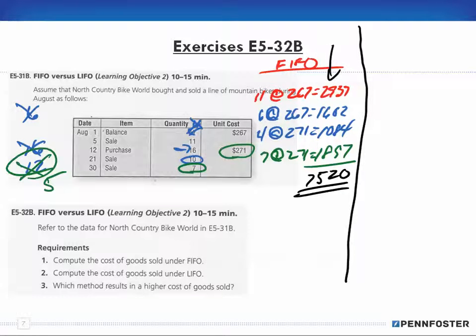Okay, now for LIFO, we're going to go in the opposite direction. Remember, FIFO, we're starting up here and we're working down. When we're talking about LIFO, we start at the bottom and we work up, okay, because they're the last ones in.